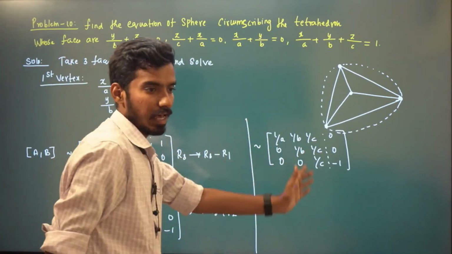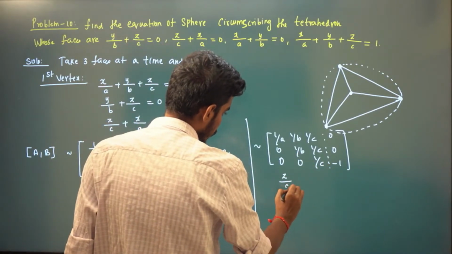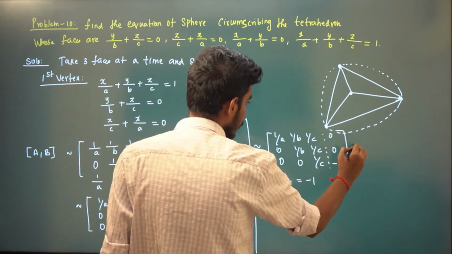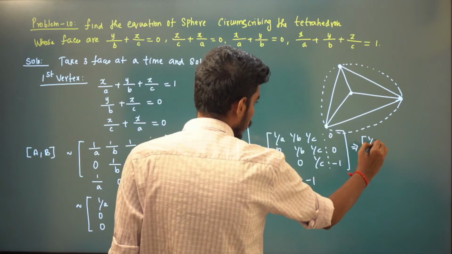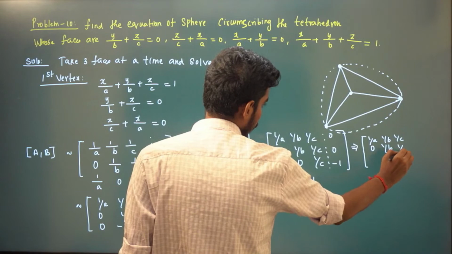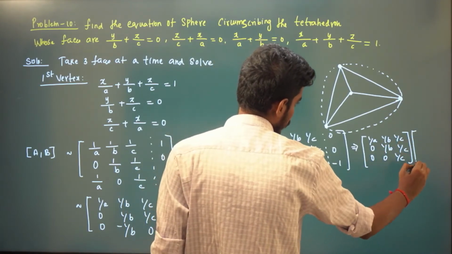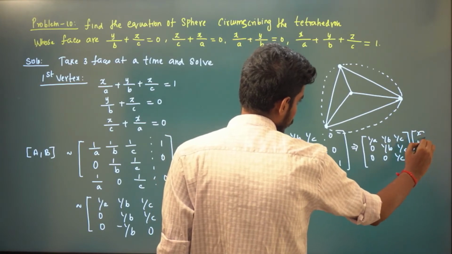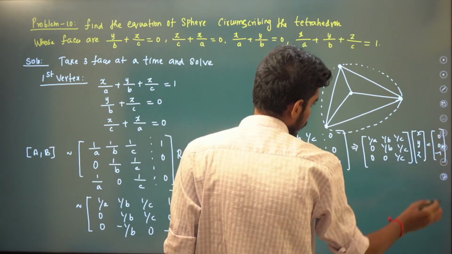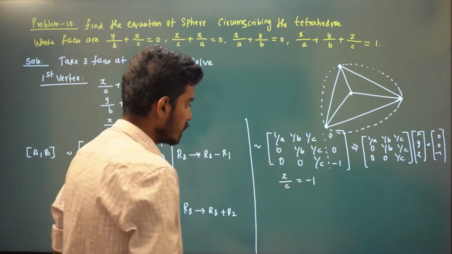Now you have to write this again in AX equal to B form. When you solve this, you will have z by c equal to minus 1. So we have the matrix 1 by a, 1 by b, 1 by c; 0, 1 by b, 1 by c; 0, 0, 1 by c, times x, y, z, equal to 0, 0, minus 1. Now you will have z by c is equal to minus 1.